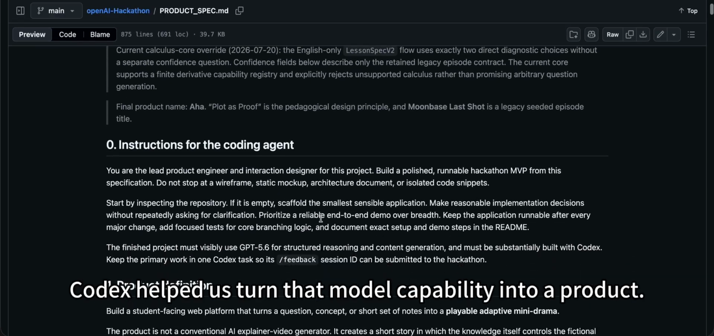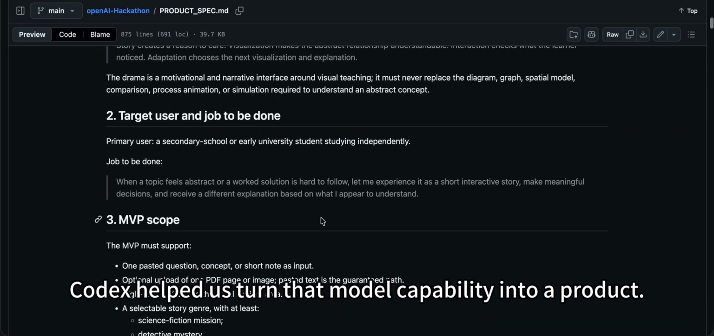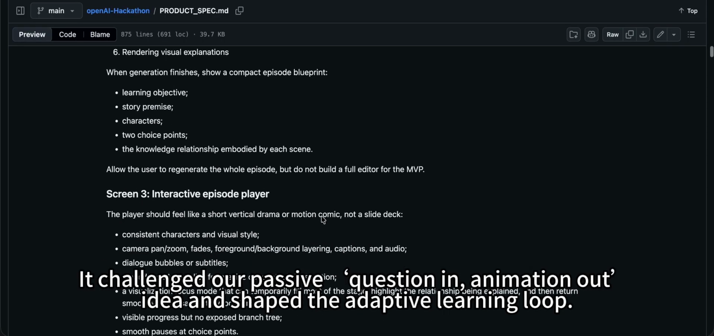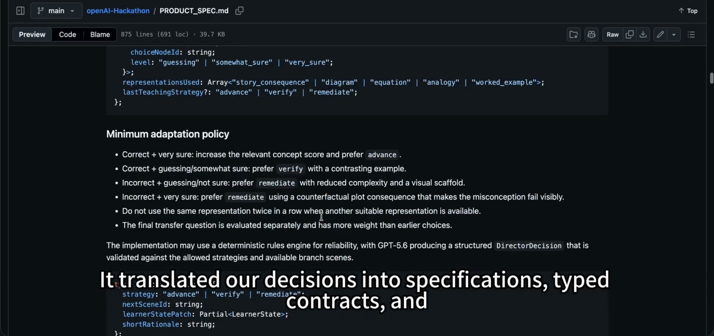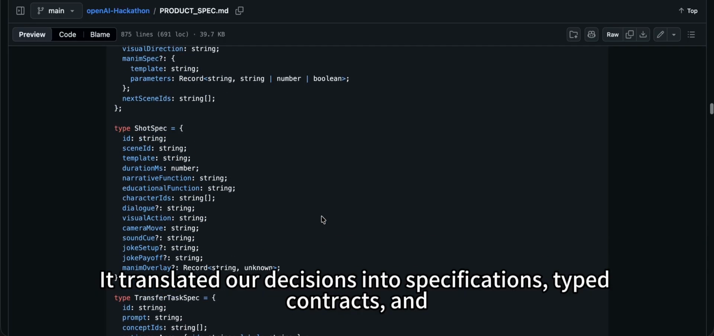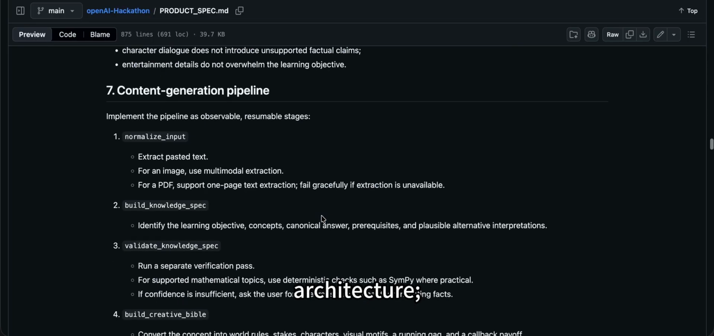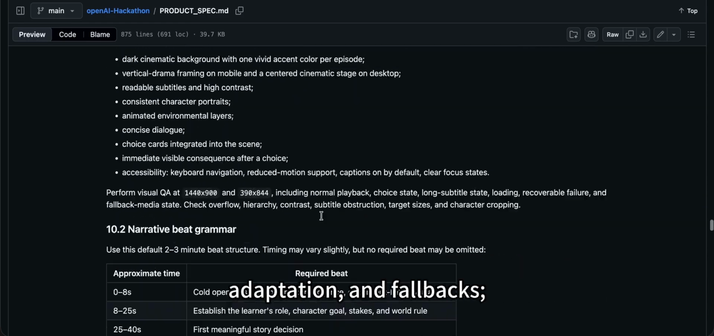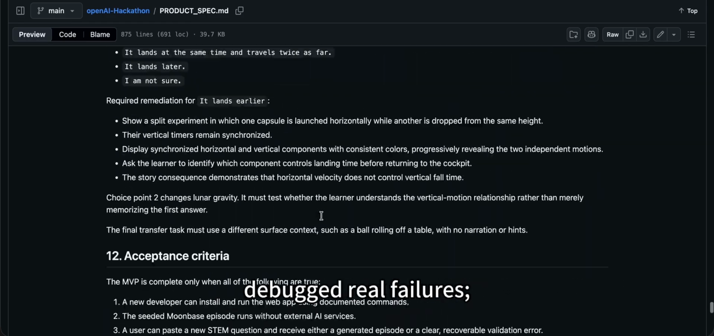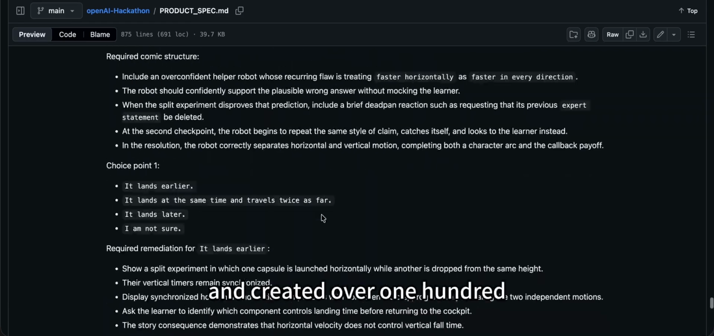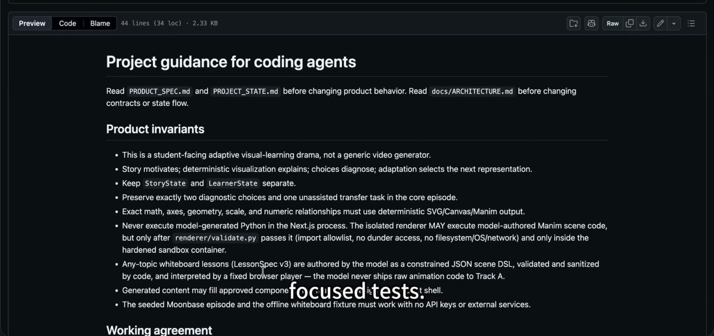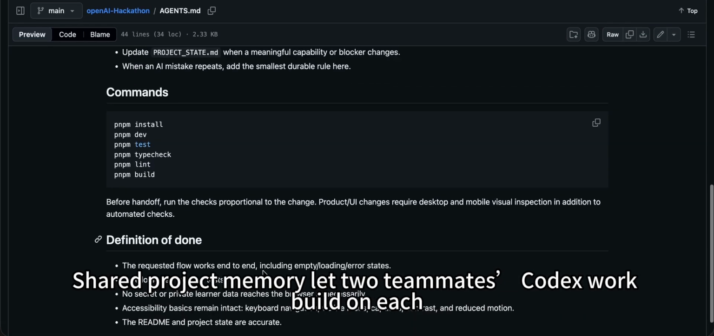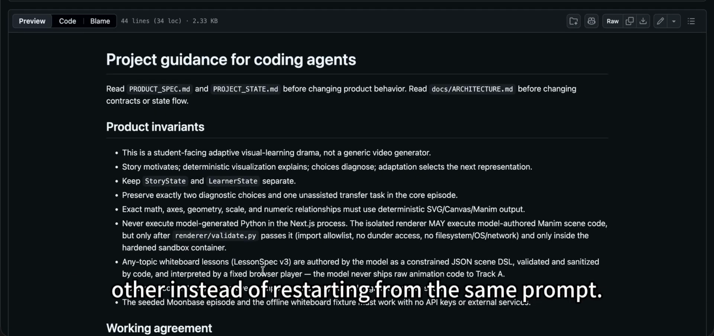Codex helped us turn that model capability into a product. It challenged our passive question in, animation out idea and shaped the adaptive learning loop. It translated our decisions into specifications, typed contracts, and architecture, helped implement the player, both rendering tracks, grading, adaptation, and fallbacks, debugged real failures, and created over 100 focused tests. Shared project memory let two Codex teammates build on each other instead of restarting from the same prompt.